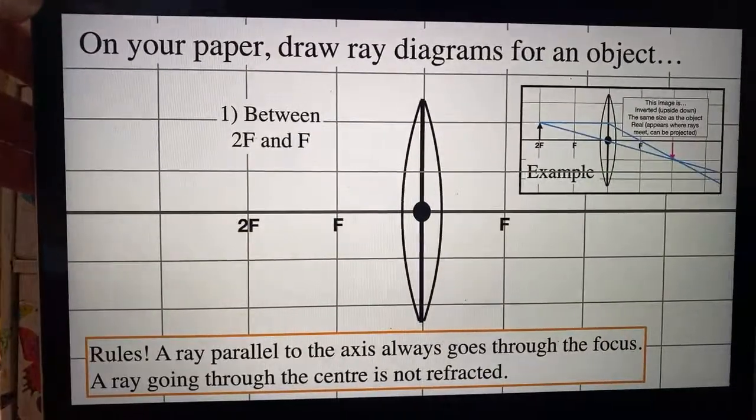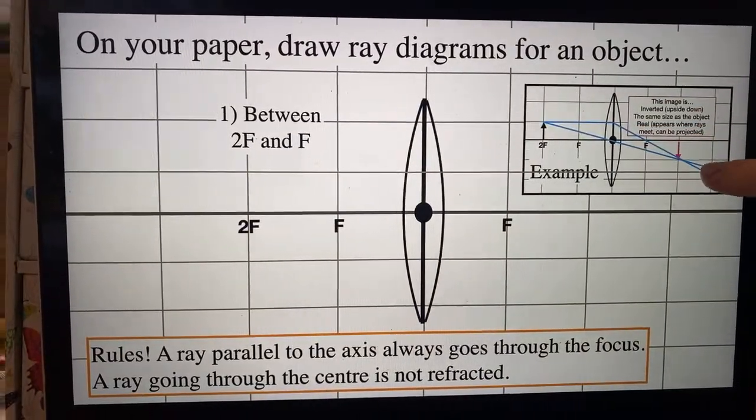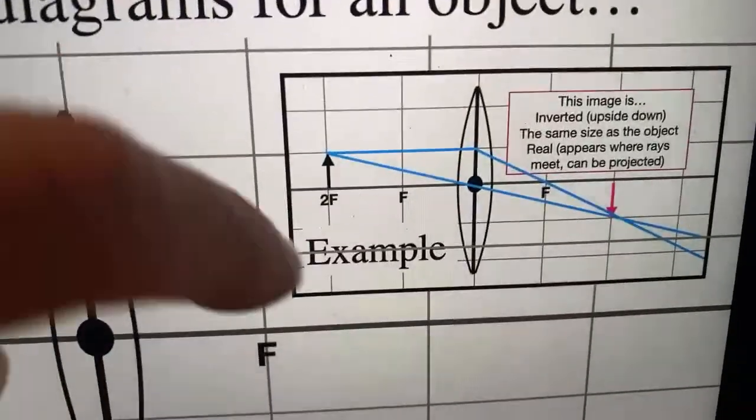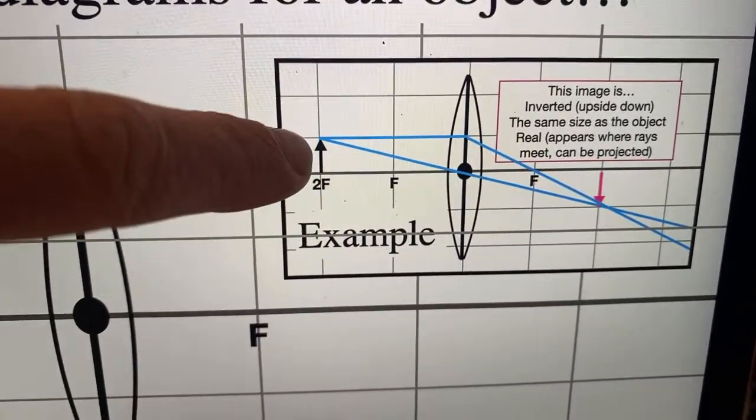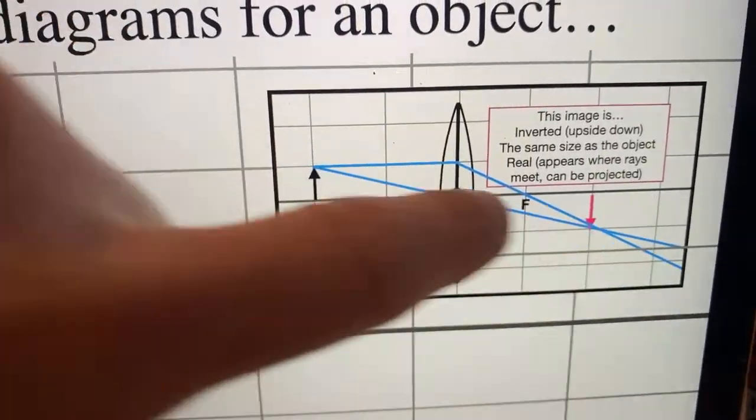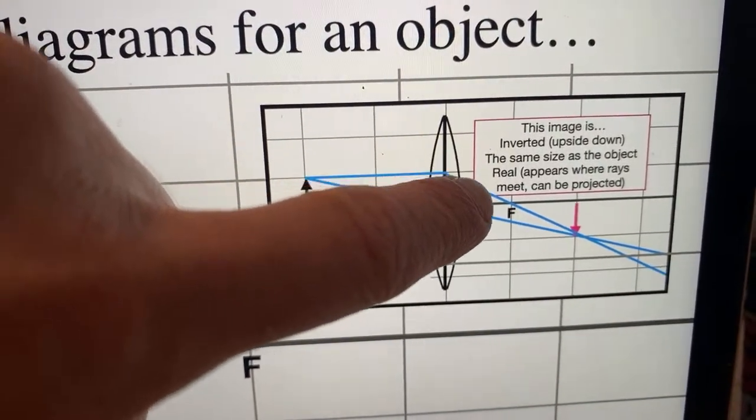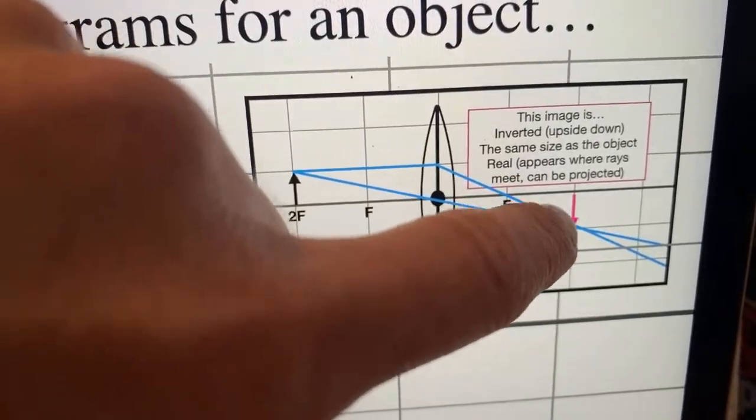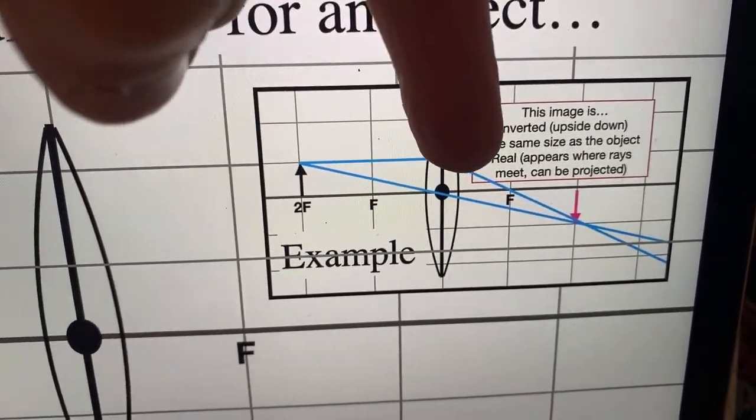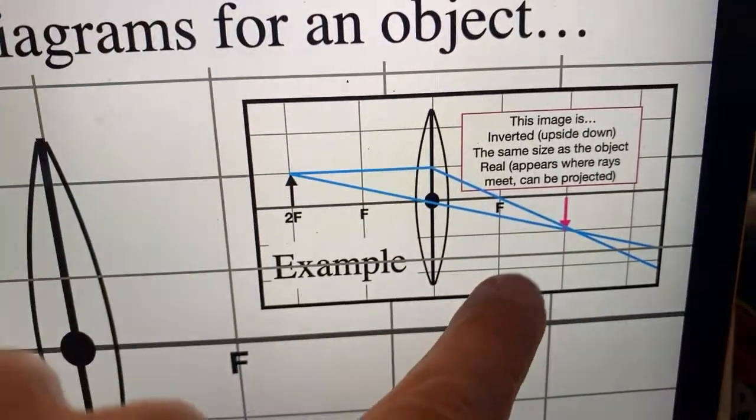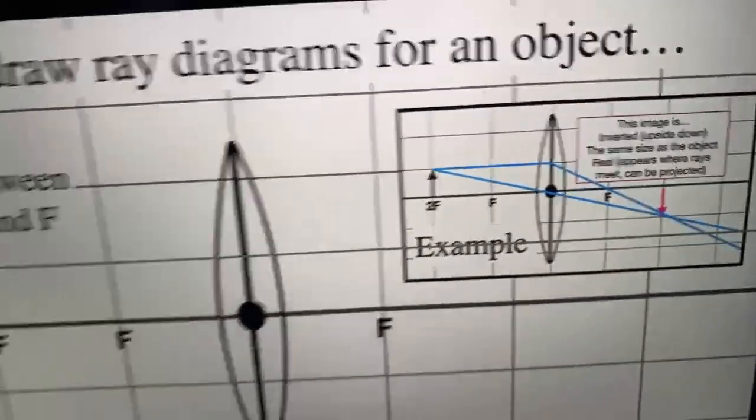So I've got this example here for you, a much nicer, neater example there. We said that our object was 2 focal points away from our lens. I drew one ray of light straight through, I drew one parallel to the principal axis and then going through the focus, and we end up with an image which was inverted, upside down, the same size as the object, one rectangle high, and it was real. So it appears where the rays actually meet and it can be projected on the screen.